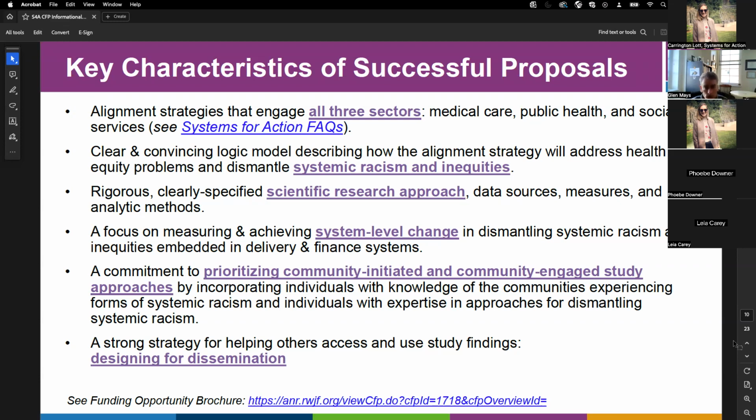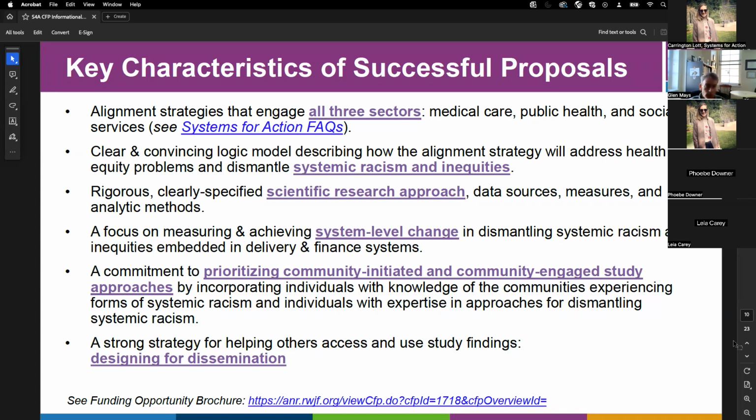As a S4A Action research program, we also place a lot of emphasis on proposals that can prioritize community-initiated and community-engaged study approaches and research approaches, including proposals that can incorporate individuals with knowledge of the communities that experience forms of systemic racism and individuals with expertise in approaches for dismantling forms of systemic racism within medical, social, and public health systems.